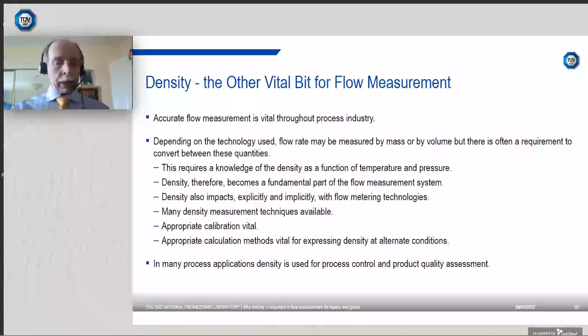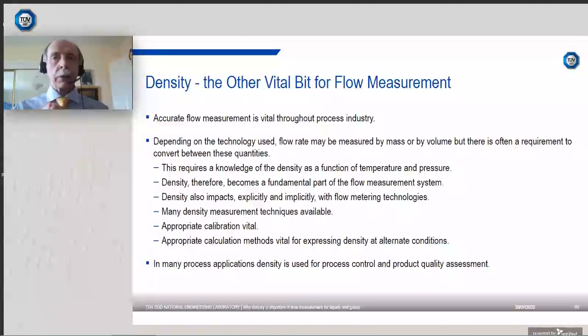The laptop has a plastic case that's produced in the liquid state. The desk that I'm sitting at has a fake wood finish on it, which will be a plastic produced in the liquid state. So flow measurement for process control is vital, and also for safety. And depending on the technology used, it may be measured by mass or volume, but very frequently you at some point in the process need to convert from one to the other. To do that requires a knowledge of the density of the fluid as a function of temperature and pressure.